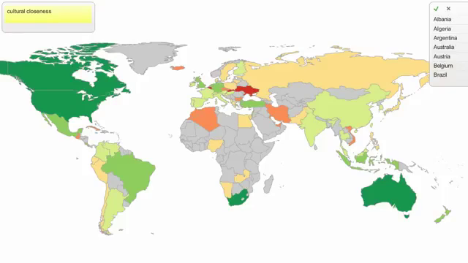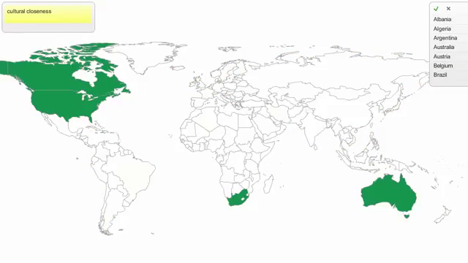In order for you to understand this, you have to know that the color green means that the cultural closeness of those countries with the American society is very big. So there's a big closeness, a small distance. And if the countries are shown in a more reddish color, then it means that the cultural distance is very large. As you can see, there are only a few countries that have a very big cultural closeness when you compare them with the United States.